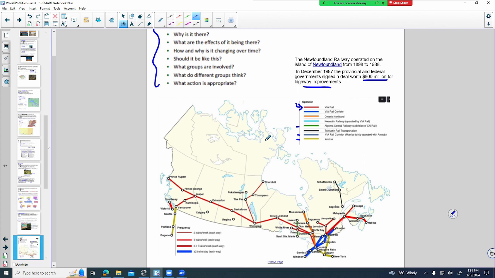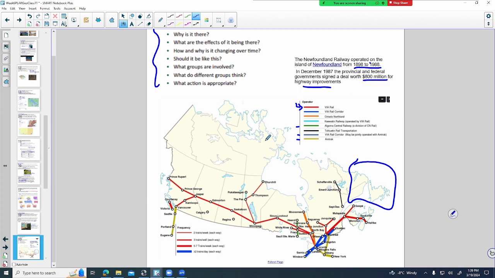So what you notice is in 1898 to 1988, so it says here December 1987, the provincial federal government signed a deal for highway improvements. Notice that Newfoundland did not have a railway. So theirs ended in 88.